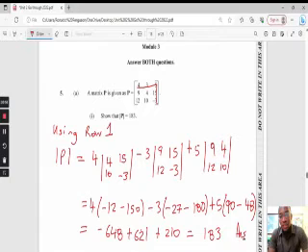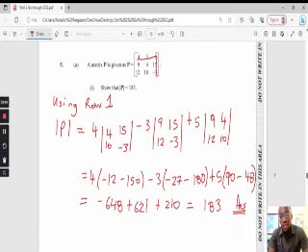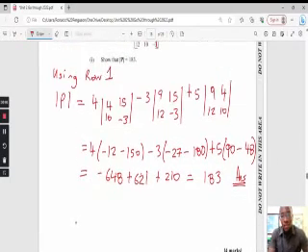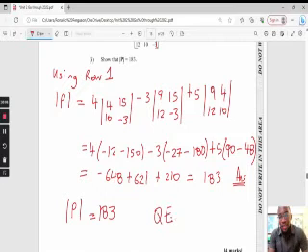Easy. How many marks? Hopefully 4. Please be 4. Yes, 4 easy marks. So the determinant of P is 183. Quite easily done. Easily brushed aside. Nice.